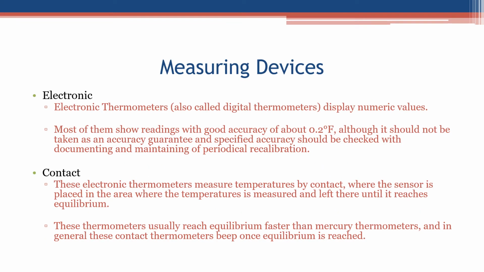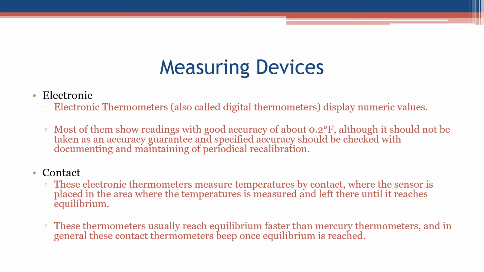Electronic thermometers, also called digital thermometers, display numeric values. Most of them show readings with good accuracy of about 0.2 degrees Fahrenheit, although it should not be taken as an accuracy guarantee, and specified accuracy should be checked with documenting and maintaining of periodical recalibration.